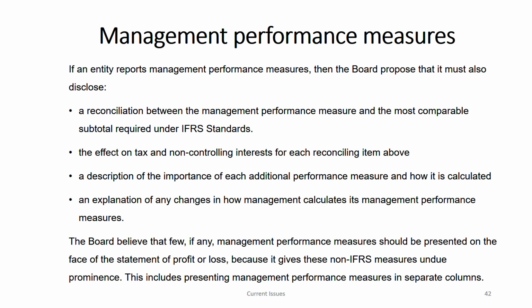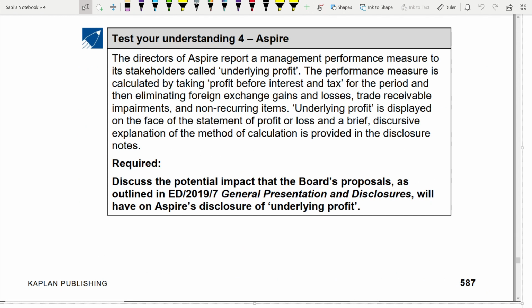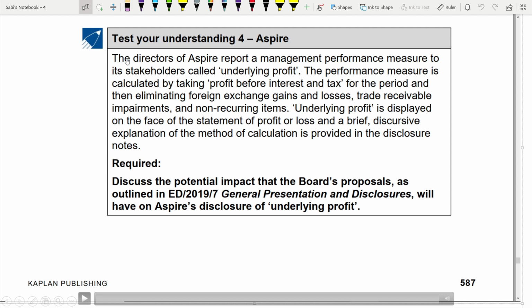That means you have to give it in a separate column when you're presenting the management performance measure. One will be on the statement of profit and loss, the other one will just be in the disclosure, you will be just disclosing it. Now how do you do that? Let us see through test your understanding 4. Very short test your understanding, for Aspire.